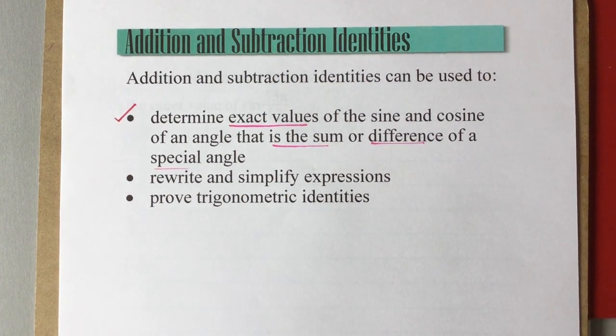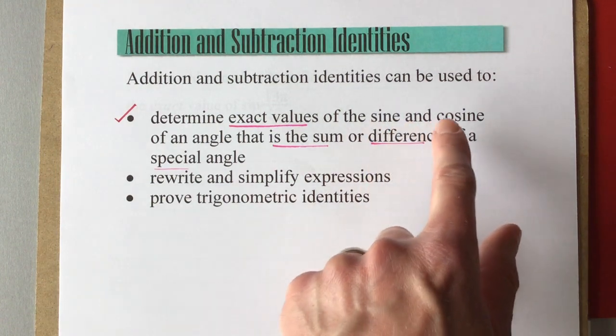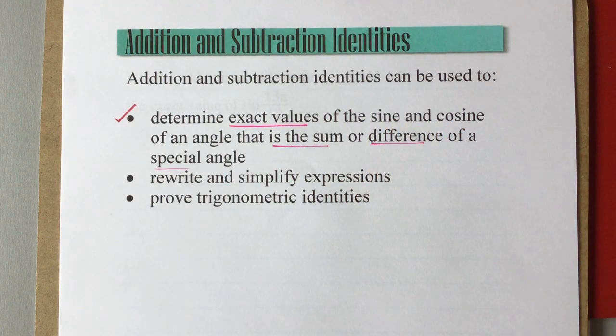Little side note here, notice that I'm only talking about the sine and cosine. There are addition and subtraction identities for the tangent. However, we will not be covering those in this identities unit in trigonometry.